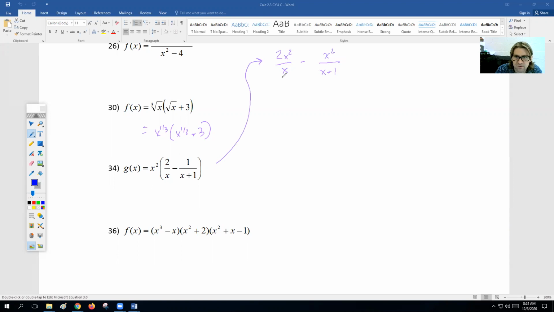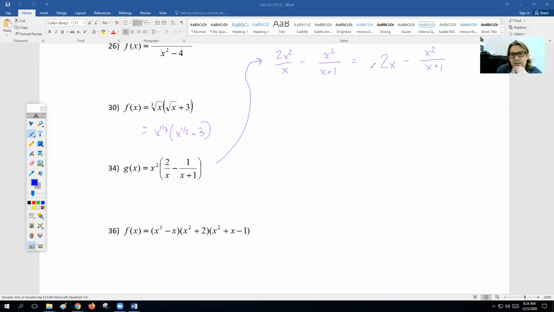All right, now if you look at this, you can leave this as just 2x. There's a couple different things we can do here. We could change this to a 2x minus x squared over x plus 1, meaning, okay, that's an easy derivative. And this one here, you just have to do a pretty easy quotient rule.